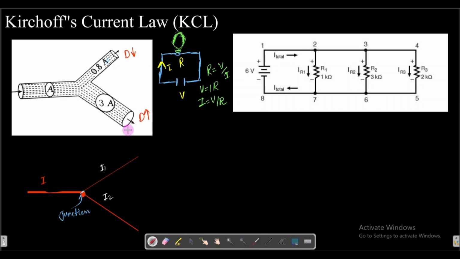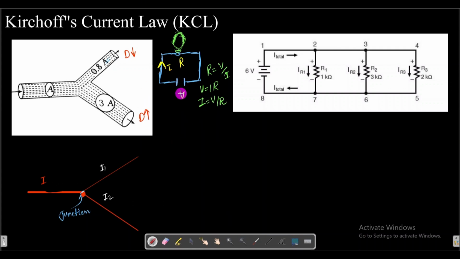Today in this lecture we will discuss what is meant by Kirchhoff's current law. Before going into an in-depth intuition of KCL, Kirchhoff's current law, I am going to discuss why Kirchhoff's law comes into the picture if Ohm's law is already present. The answer is that Ohm's law is only valid for a simple circuit.